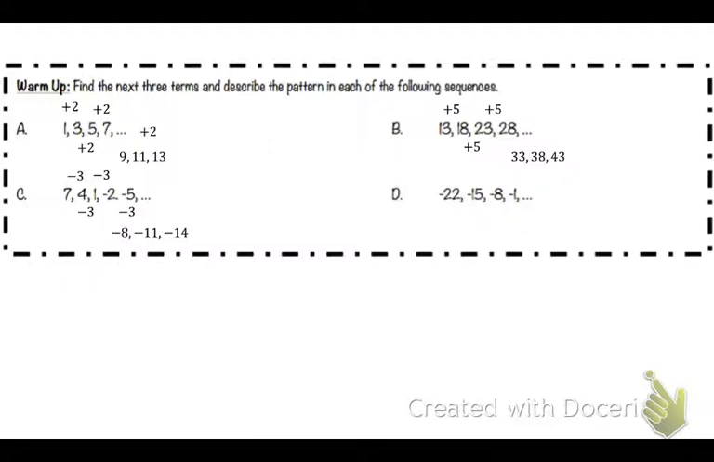Okay, this next one, if you don't know how far apart those are, you could always do negative 15 minus negative 22. You get positive 7. So you add 7 more, add 7 more, add 7 more. Negative 1 plus 7 is 6. 6 plus 7 is 13. 13 plus 7 is 20.